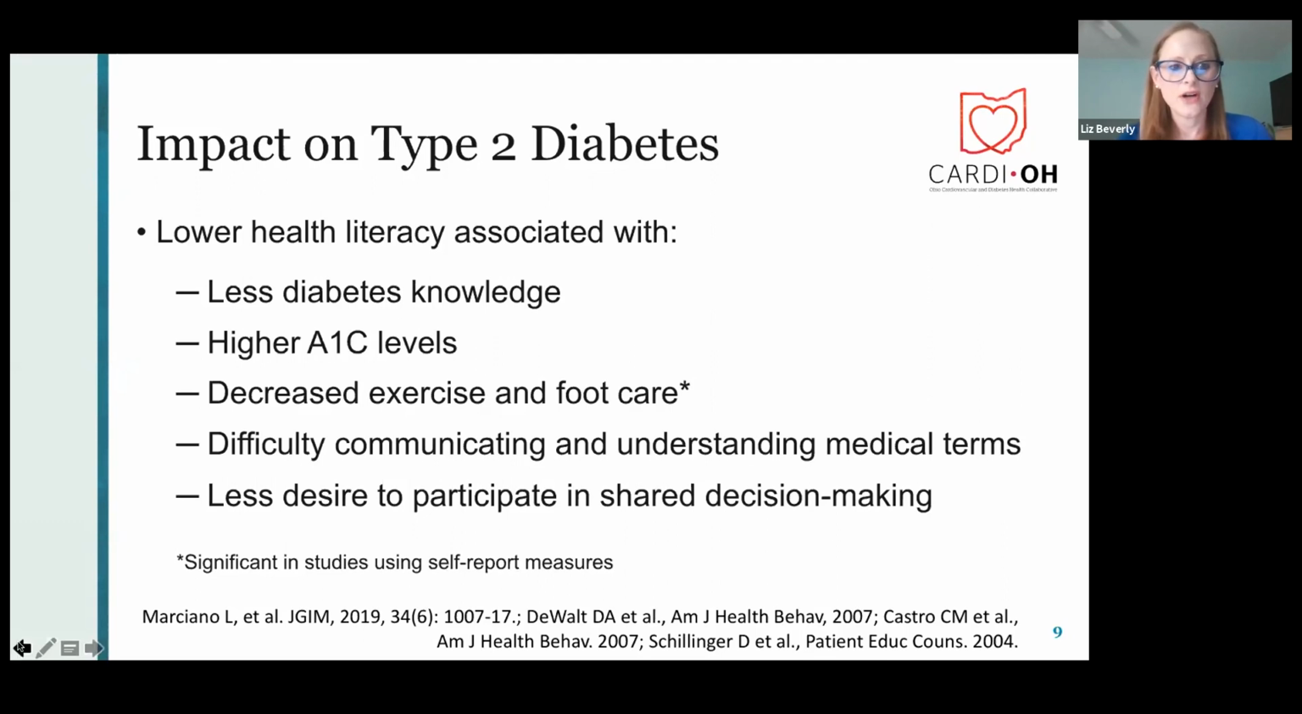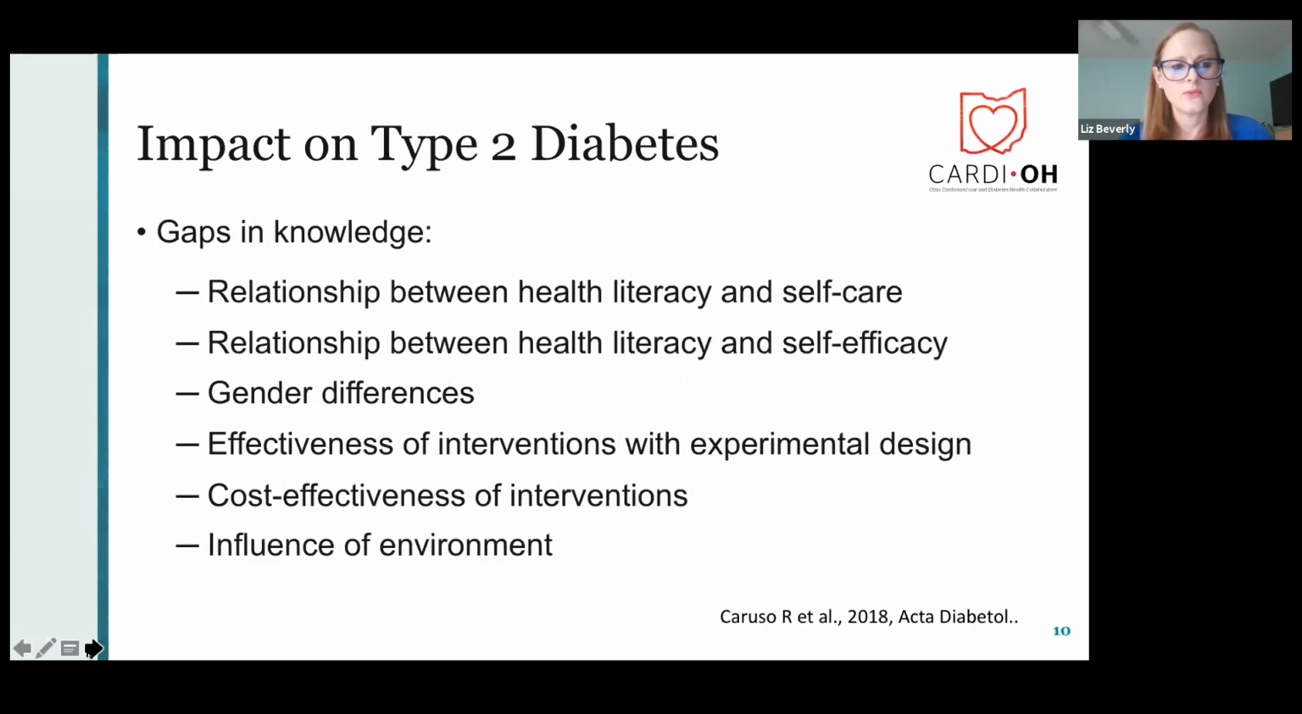Lower health literacy is also associated with difficulty communicating and understanding medical terms when speaking with a provider, and less desire to participate in shared decision-making with a provider. And so what is this impact?